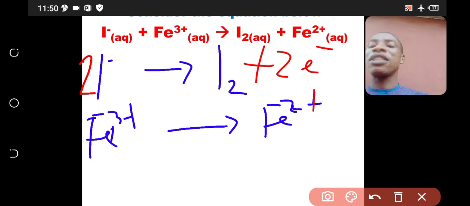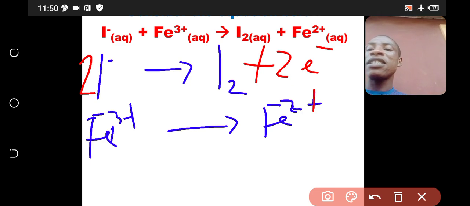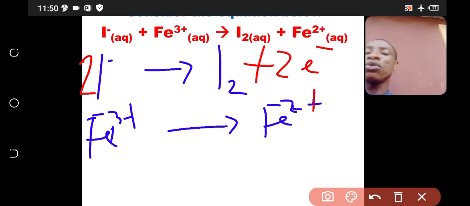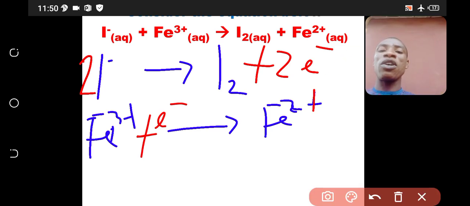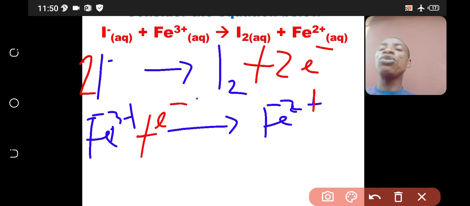The second equation is Fe3+ goes to Fe2+. Balance atoms: the atoms are already balanced. Then balance charges. There's a 3 charge here and a 2 charge here, right? So you bring the 3 down to the level of 2 by adding 1 electron. As you can see, the first equation is an oxidation equation because the electrons are on the product side, while the second is a reduction equation because the electron is on the reactant side. So you make the electrons equal. There are 2 electrons here and 1 here, so make them equal so that they can cancel out.